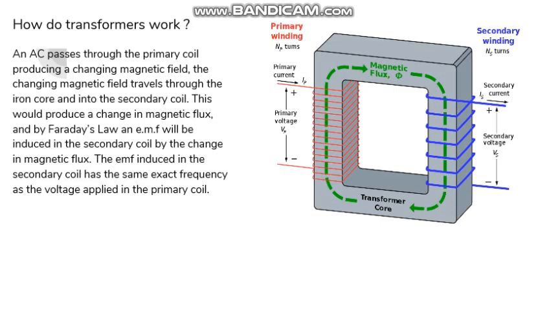Now we need to know about, well, how do they work? So an alternating current passes through the primary coil, producing a changing magnetic field. The changing magnetic field then travels through the iron core and into the secondary coil. This would produce a change in magnetic flux, and by Faraday's law, an EMF will be induced in the secondary coil by the change in magnetic flux. The EMF induced in the secondary coil has the exact same frequency as the voltage applied in the primary coil.